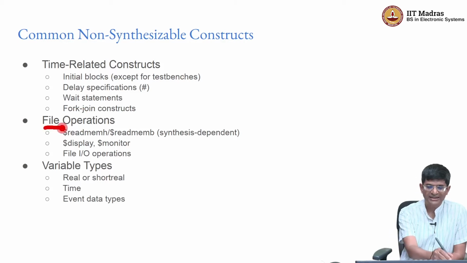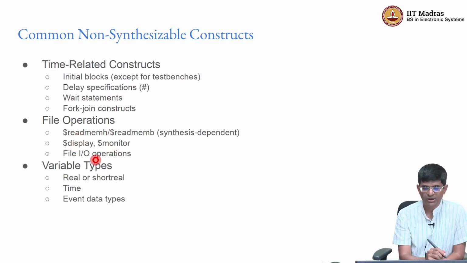As you might imagine, anything file related is non-synthesizable, right? So readmem, display, monitor, file IO are not synthesizable, except in some very specific scenarios. In some cases, depending on the compiler, not all compilers support this, it may be possible to initialize an array, a ROM so to say, by reading values from a text file, right? And that is actually a scenario where an initial block can be successfully used inside a synthesizable Verilog module as well.